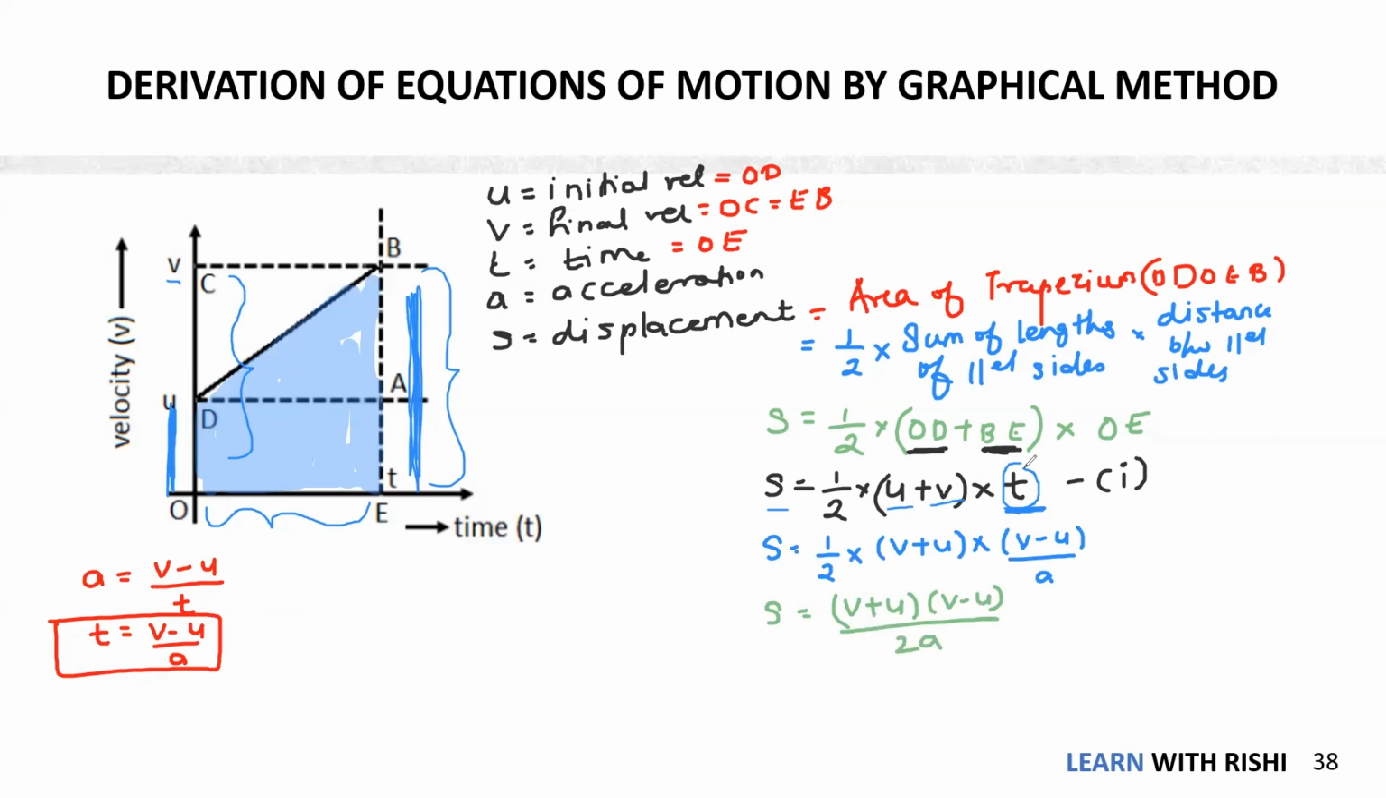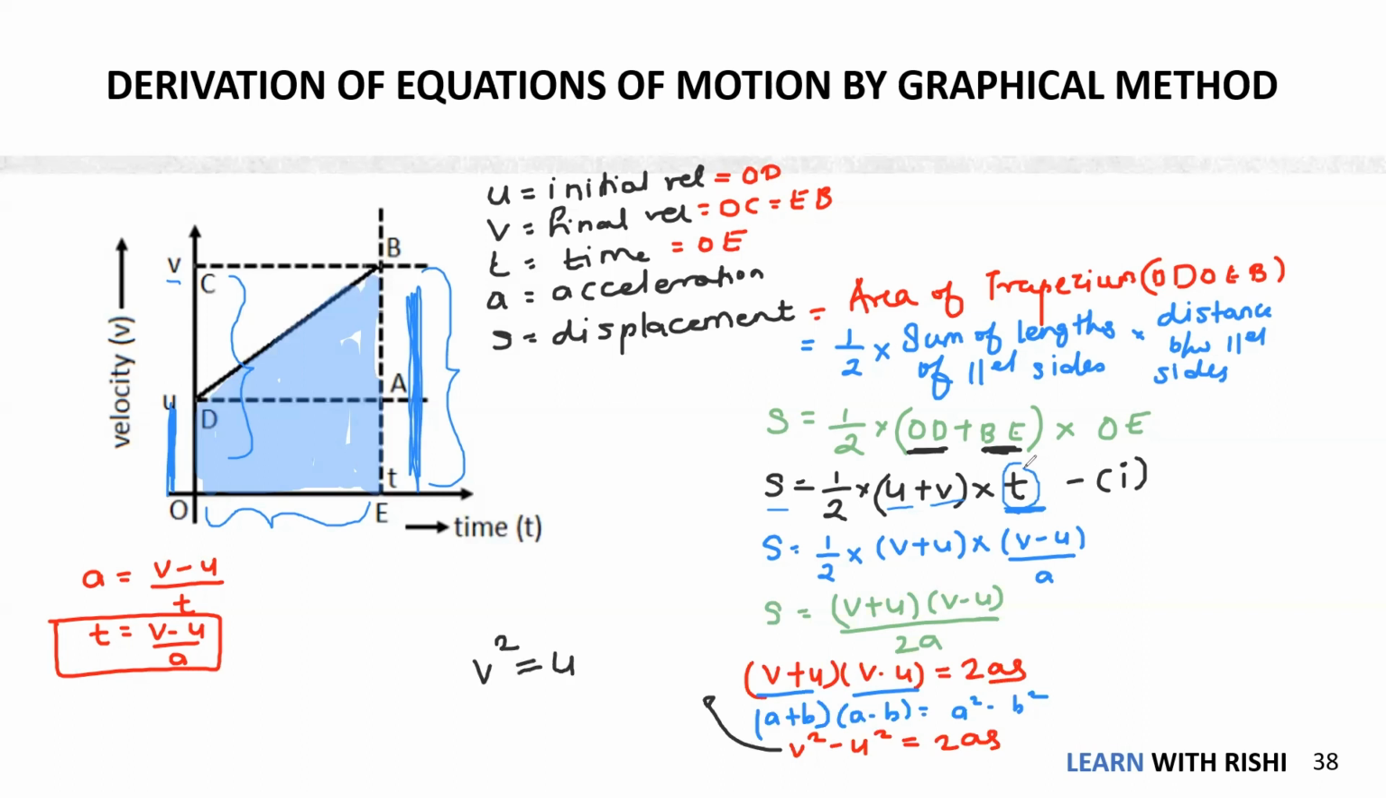So I can write v plus u into v minus u is equal to 2as. Now in algebra we have one formula, a plus b into a minus b is equal to a square minus b square. We'll apply the same formula here. v plus u into v minus u will give you v square minus u square, and that will be equal to 2as. Rearranging this equation, we can say that v square is equal to u square plus 2as. And this is our third equation of motion.